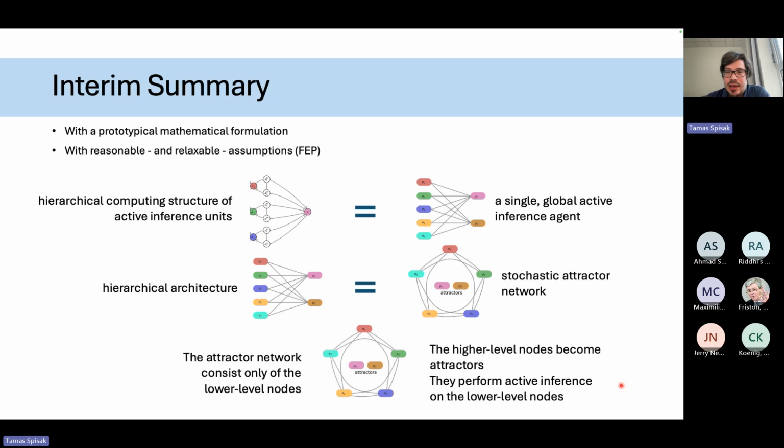This was quite a busy slide, sorry for that, but now I will do a quick interim summary. So far, I provided a prototypical mathematical formulation, and I have shown that the hierarchical computing structure of little free energy minimizing units is itself also a free energy minimizing unit, and it is statistically equivalent to an attractor network, where the higher level integrator nodes became attractor states in the system. So this is my recap at this point.